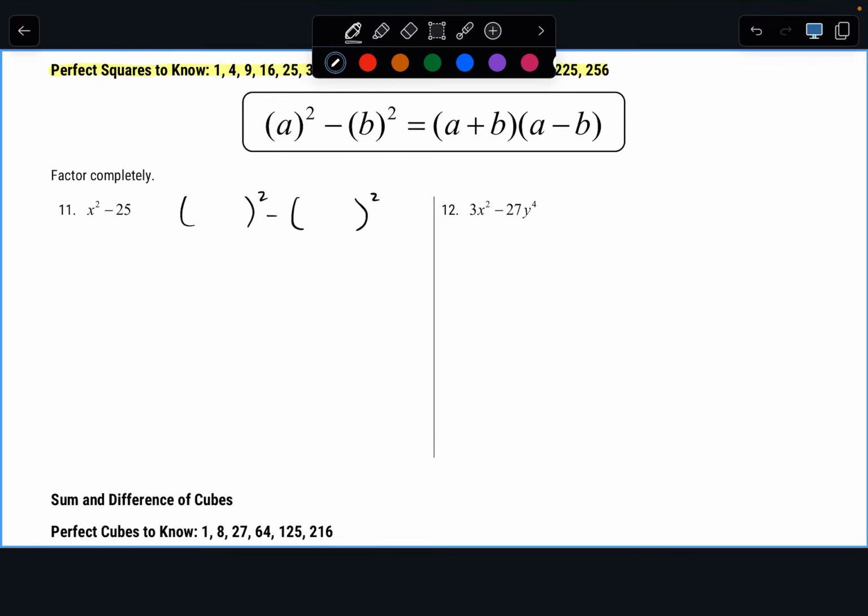Okay, so if I have x squared, that is the same thing as x times x. So my parentheses is a single x. If I have 25, what is 25 the same thing as? 5 times 5. So I'm going to put a 5 in this parentheses. So in this case, my A is x, my B is 5. All you're doing is figuring out what A and B is, and plugging it into the equation. So my answer, when I put this into factored form, is going to be x plus 5, x minus 5.